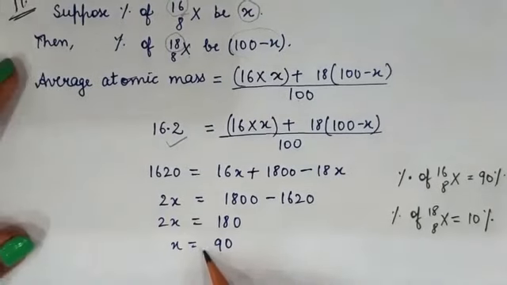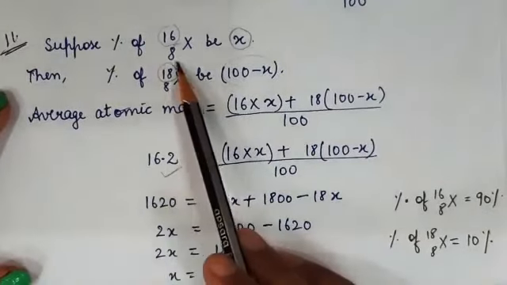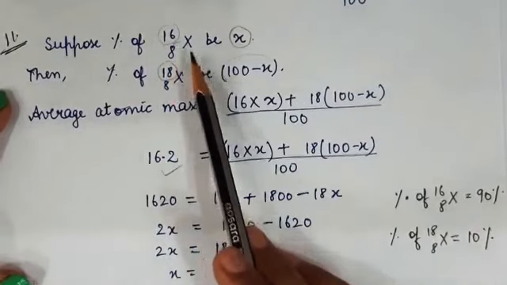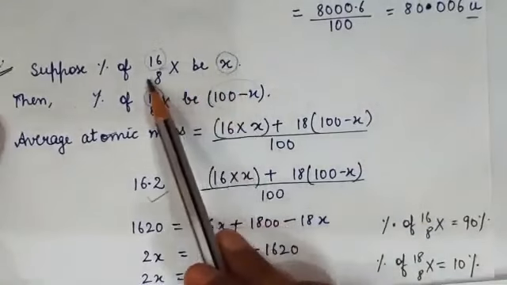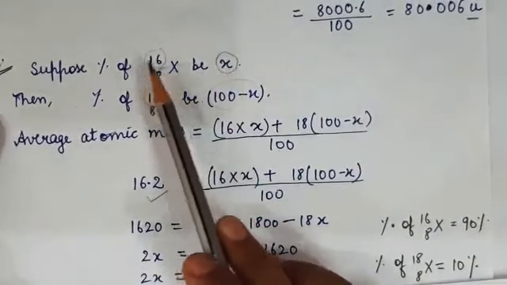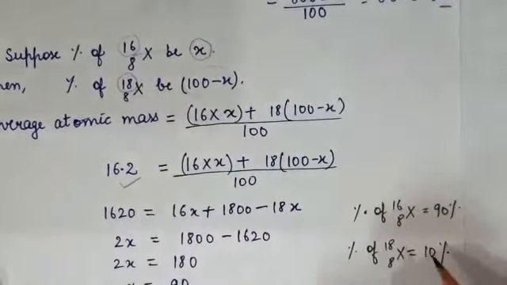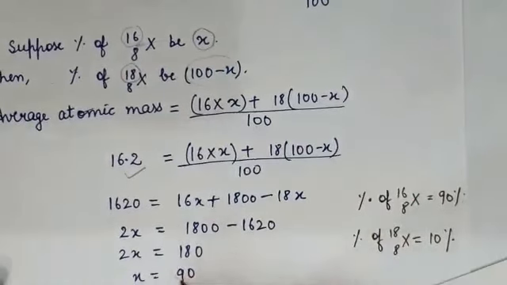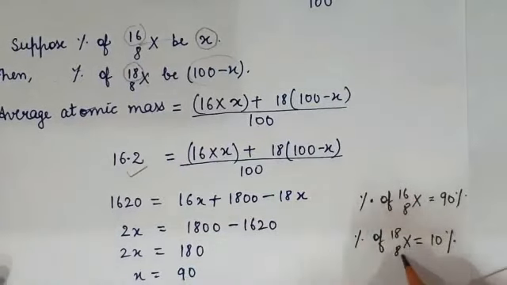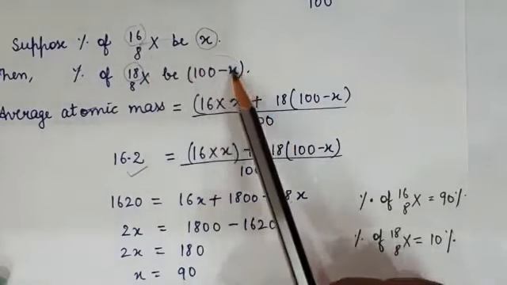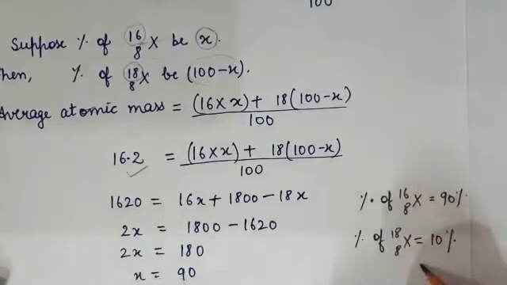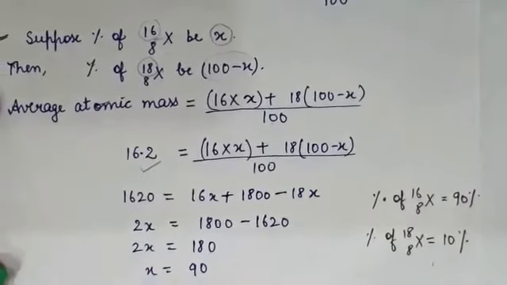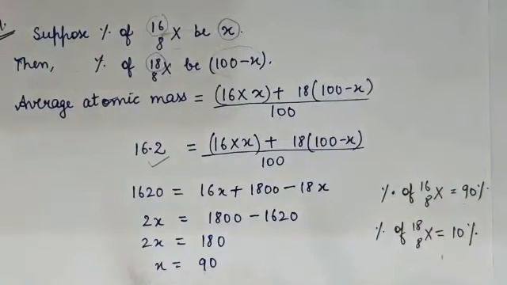Okay, so this percentage is for the isotope of mass 16, because we supposed X for this isotope. So the percentage of the 16 isotope is 90%, that we obtained. And the percentage of the other isotope will be 100 minus X. So 100 minus 90, that will be 10%. Clear, students? So this is the answer of question number 11.